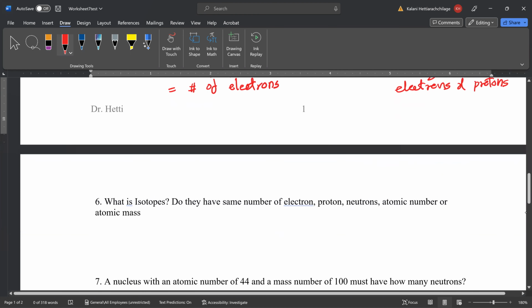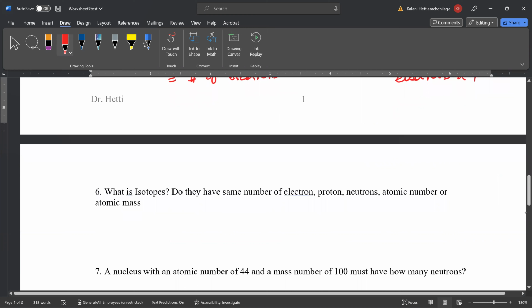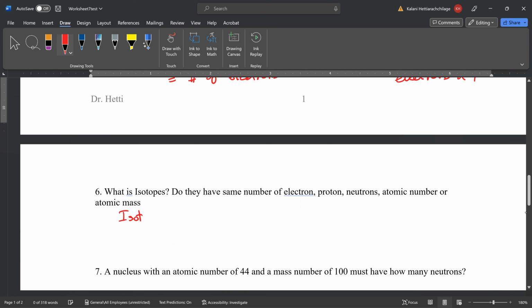Okay, so now let's move into number 6. Number 6 is talking about what is an isotope. Do they have the same number of electrons, protons, neutrons, atomic number, or atomic mass? So what is an isotope, as we discussed? Isotopes have different atomic mass, but what makes it an isotope is that the number of neutrons is different.